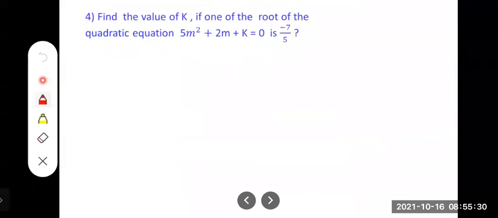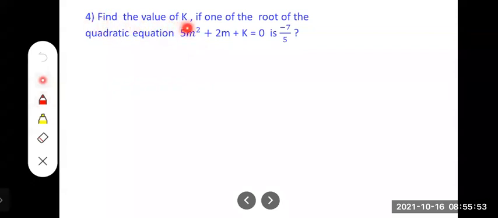See, in the last class, we learned to find the value of x. We learned about finding the value of k, and with the p variable we learned. Now see with the m variable. Okay, the same type of question you see.